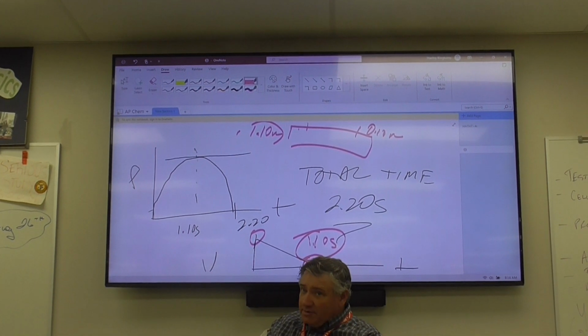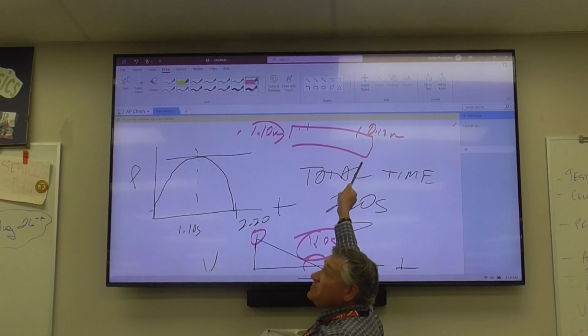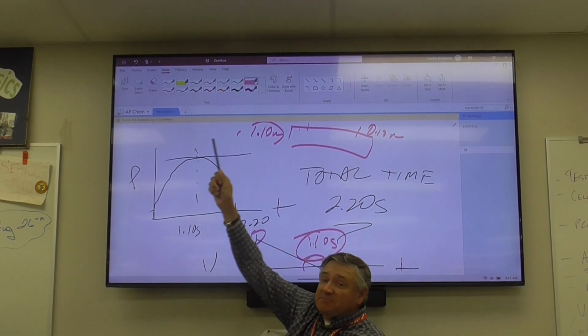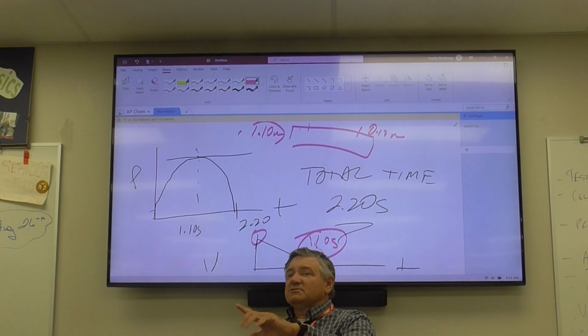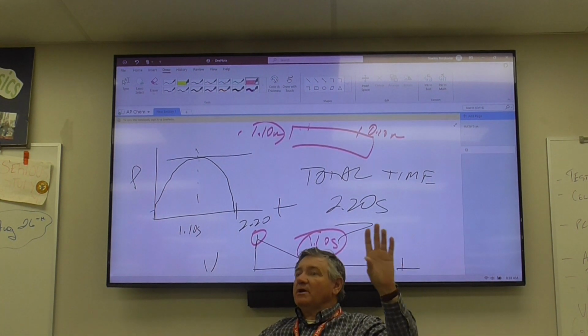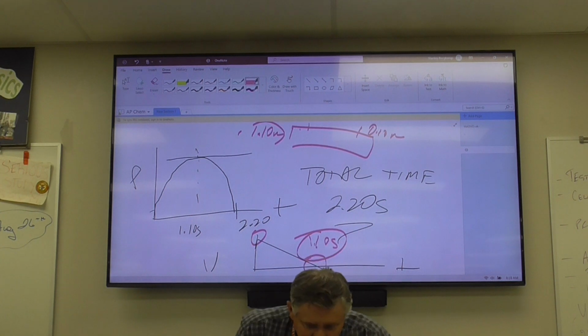On the way down, what's my initial position? 1.1. What's my final position? 0.1. What's my displacement on the way down? -1. So I'm going to have a positive displacement on the way up, and a negative displacement on the way down. Now, here's the heart and soul of this lab.